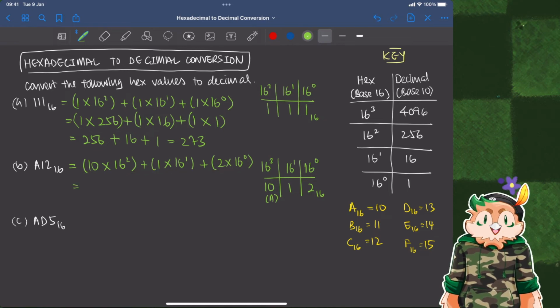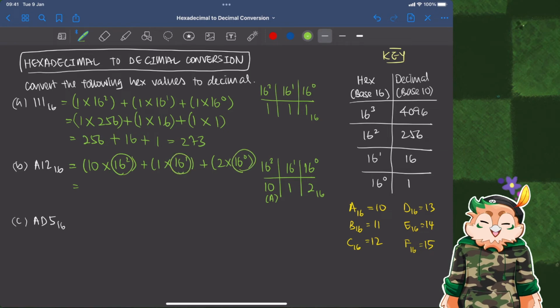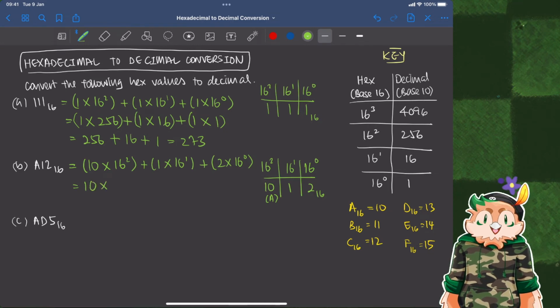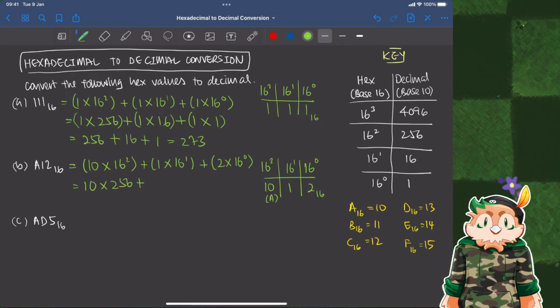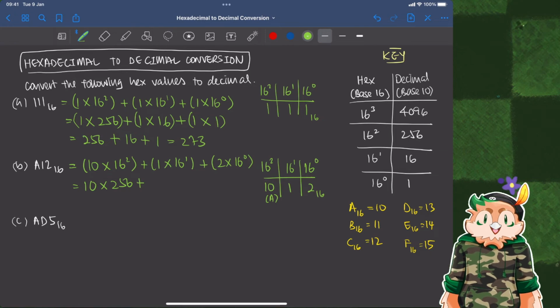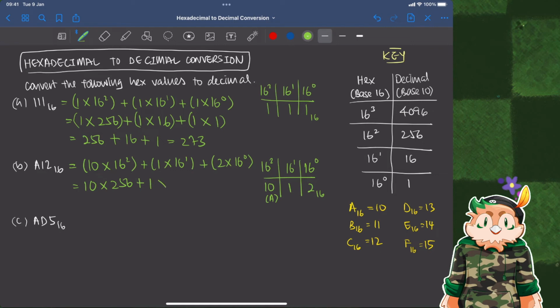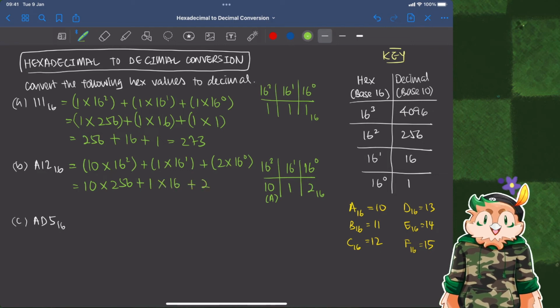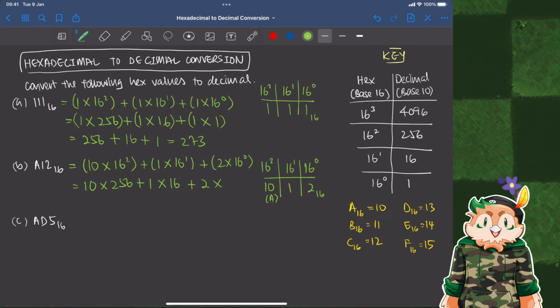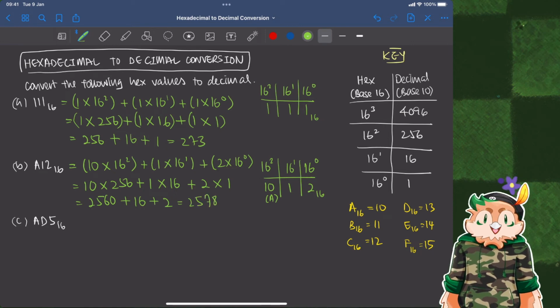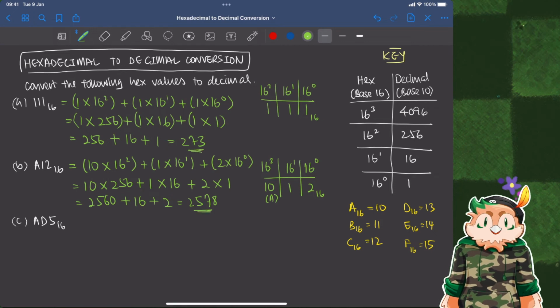Then from here, you're just going to want to replace each of these 16 powers with their corresponding decimal equivalents. So 10 multiplied by 16 power 2 is 2,560, plus 1 multiplied by 16 power 1 is 16, plus 2 multiplied by 16 power 0, which is just 1, so 2. In the end, you should get 2,560 plus 16 plus 2, which all in all gives 2,578. There you go. This is your answer for part B.